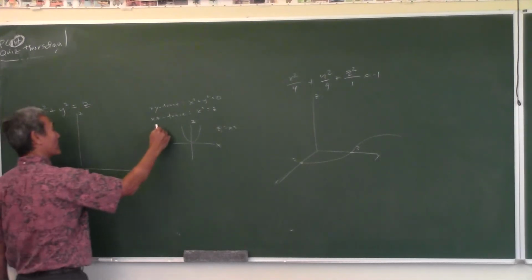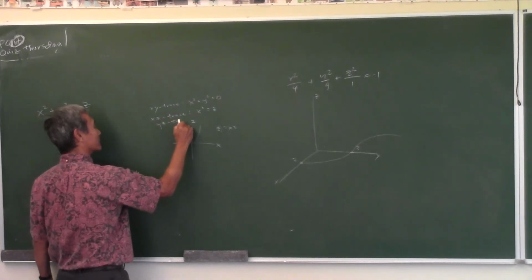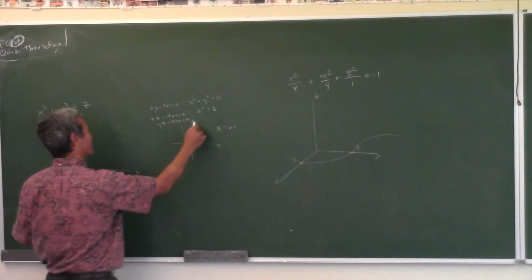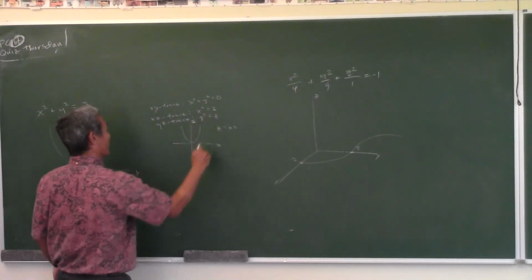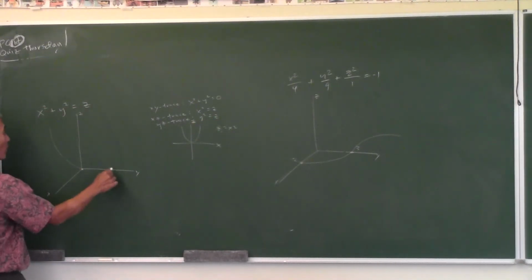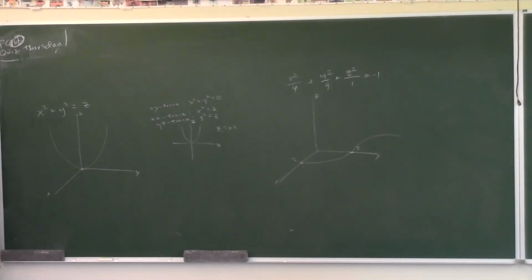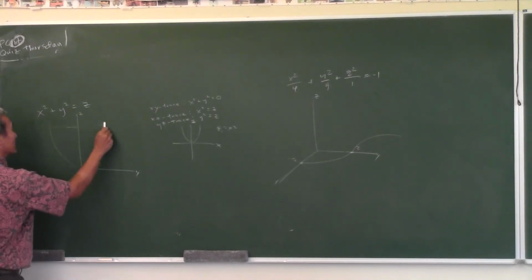Okay, and then finally, what about the yz trace? Set x equal to 0, and then you get y squared equals z. This one is a parabola in the yz plane, that would be the trace like that. So you can kind of imagine the paraboloid, kind of like that.